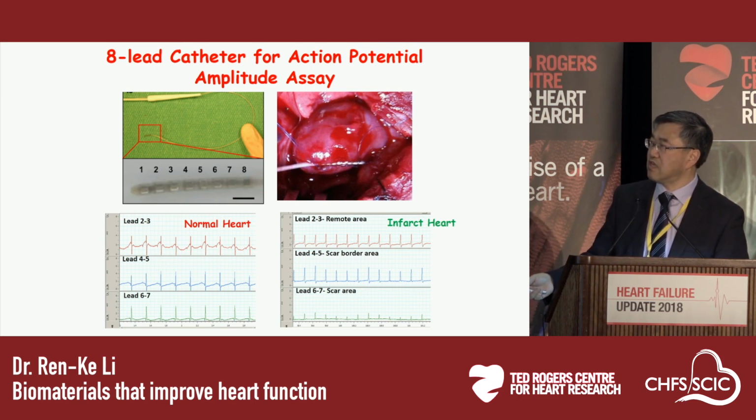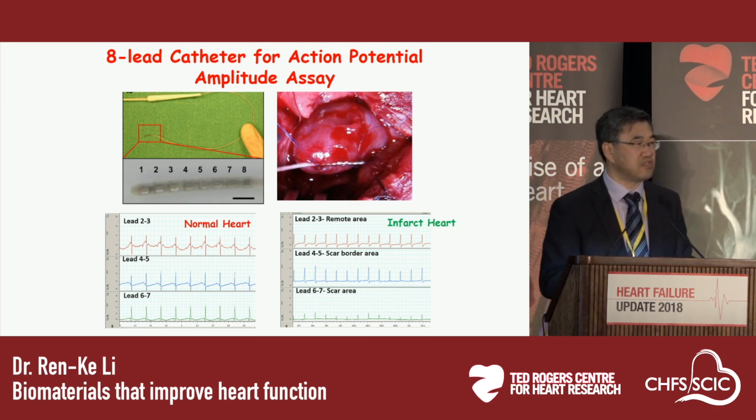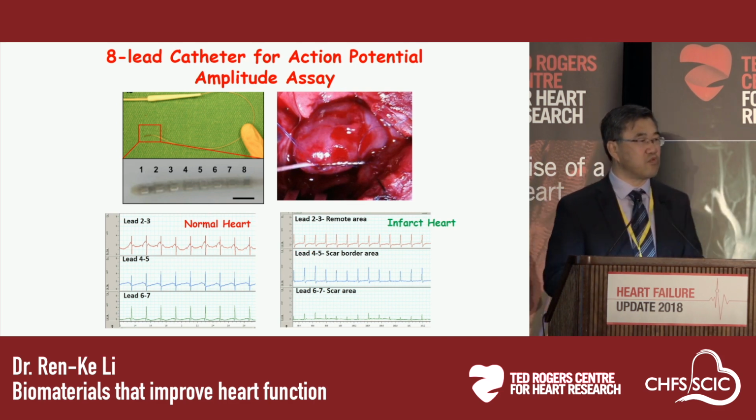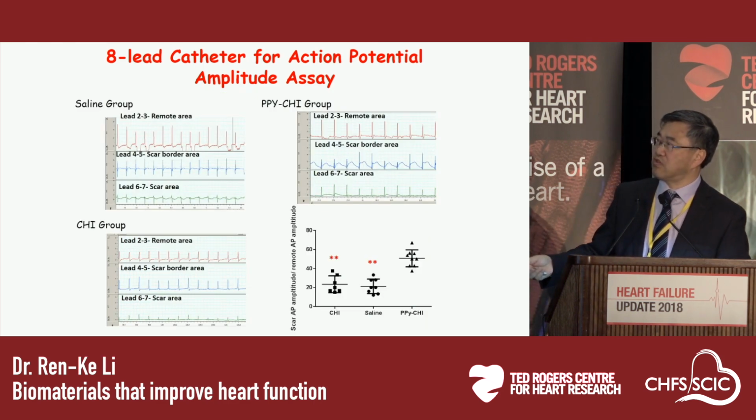And then you can see this is a normal heart, and all the 6 leads or 8 leads have the same action potential. At the infarct region, normal tissue has the higher voltage, and the infarct region has very low voltage. So that means our system is working well. And then we put it into this study.